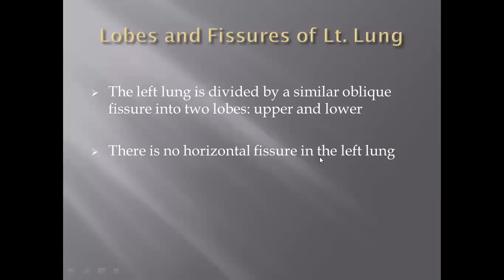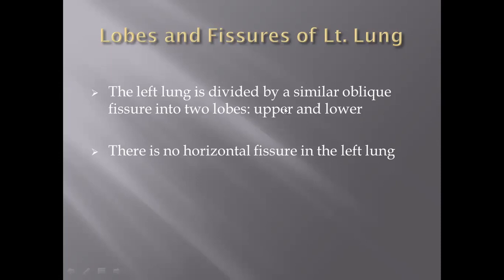So, lobes and fissures of the left lung. The left lung is divided by the similar oblique fissure into two lobes. Now what we have seen is for the right lung. Now this is for the left lung. There is only one fissure on the left side, while on the right side we have seen two fissures. Due to this only one fissure, which is oblique, the left lung divides into two lobes.